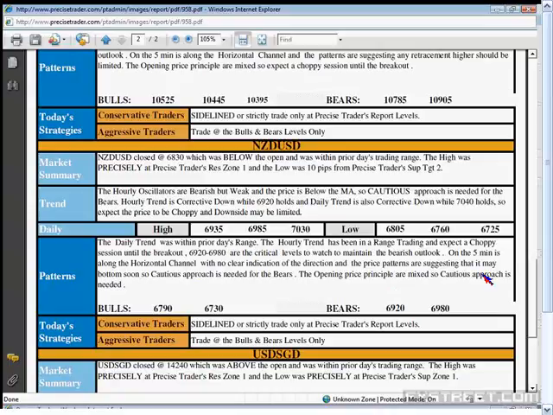And on the 5-minute, it is along the horizontal channel with no clear indication of the direction, and the price patterns are suggesting that it may bottom soon. So a cautious approach is needed for bears. Again, we are warning you, if you are bearish, please be extra careful. And the opening price principle is mixed, so a cautious approach is needed. So again, overall, you have to be cautious.